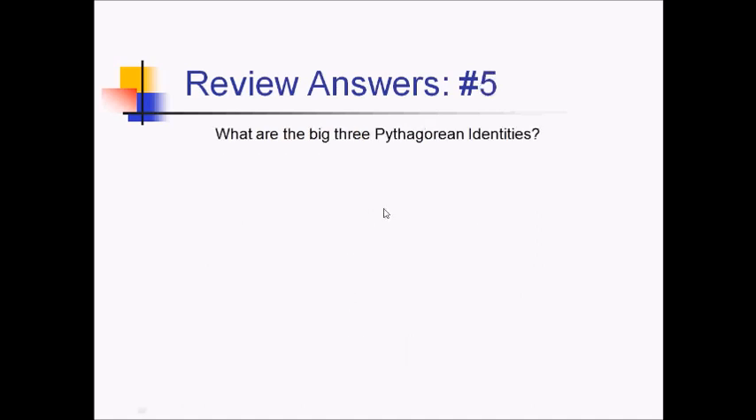For this problem, we just need to list out the big 3 Pythagorean identities. So we have the original one, sine squared plus cosine squared equals 1. And the other two are based off of this by essentially dividing everything by either sine squared or cosine squared and simplifying to trig functions we know. So we've got 1 plus tan squared equals secant squared of x. And the third one, cotan squared of x plus 1 equals cosecant squared of x.